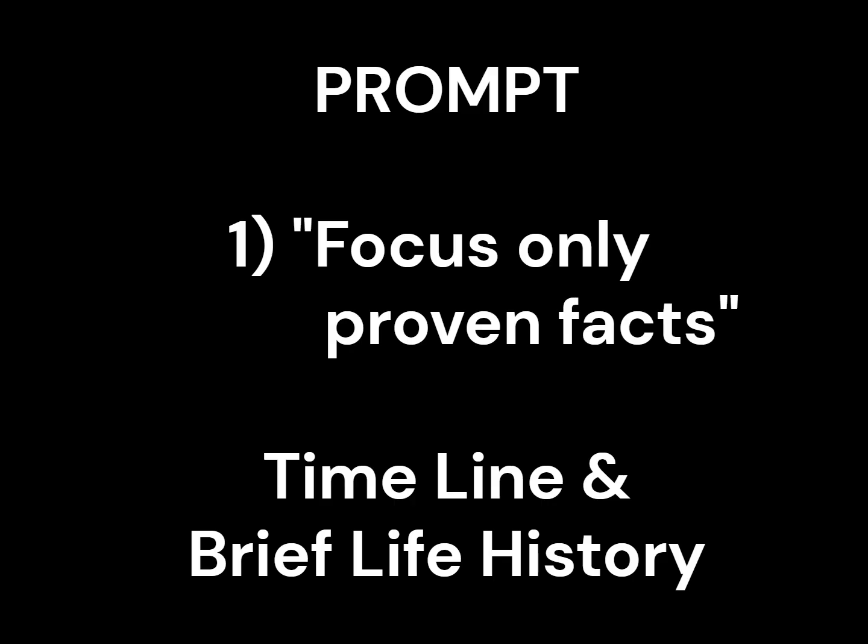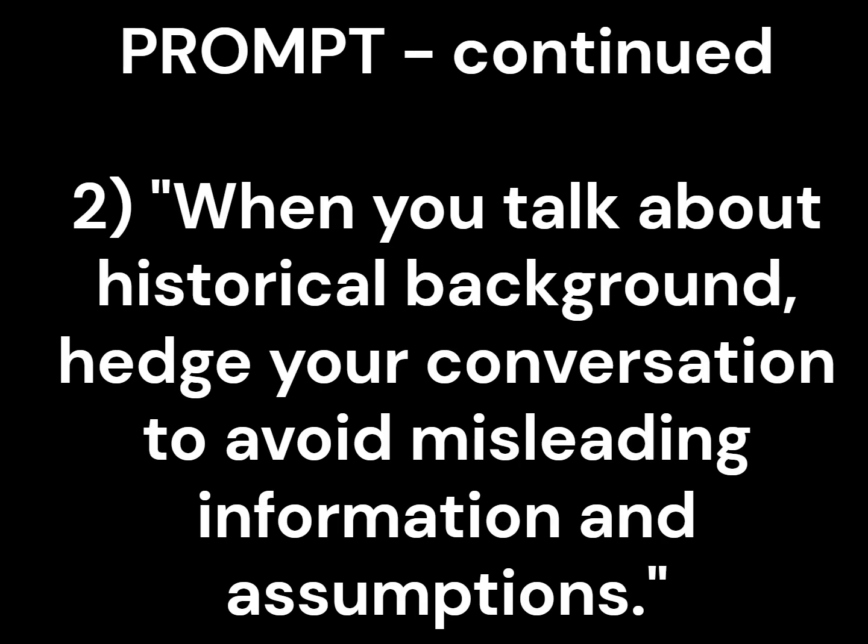Okay, what's part 1? Part 1 is you tell the AI host to focus only on proven facts. Things that come directly from the timeline and the brief life history. The dates, the places, the names. Those are your anchors of truth. And part 2 is how you handle the historical context. Exactly. You have to instruct the host that when they talk about the Civil War or the Great Depression, they must state clearly that this is conjecture about the time period, not a direct biographical fact, unless it's explicitly supported by one of your sources.